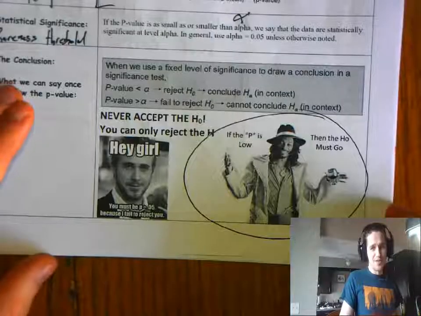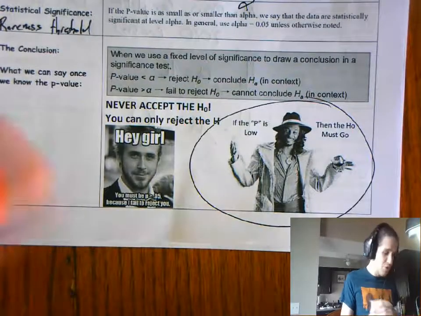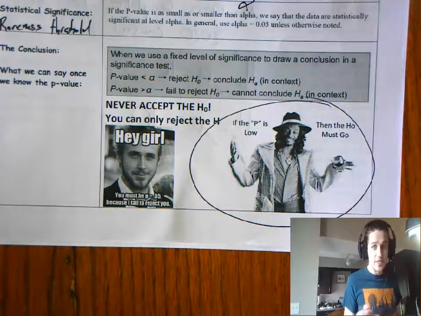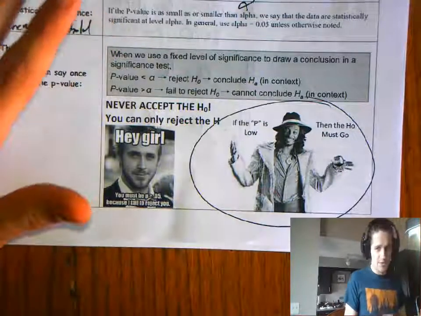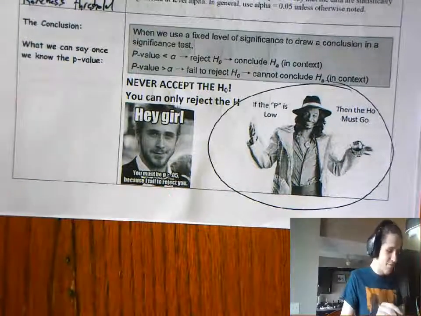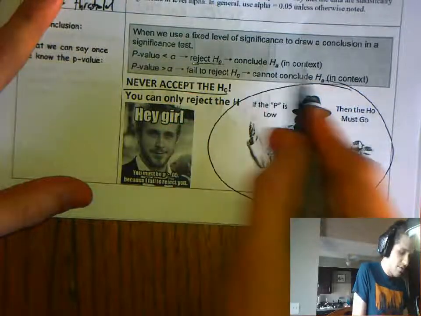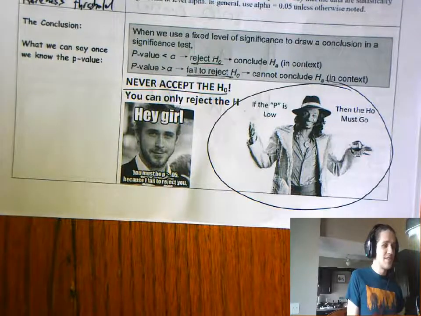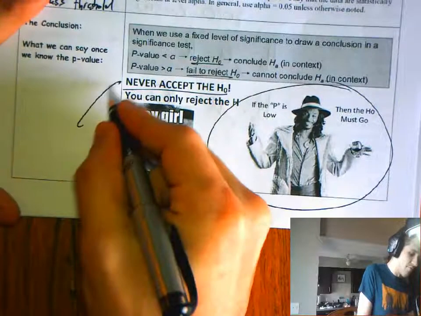What am I going to remember? Stupid little Snoop Dogg cartoon here. If the P is low, then the H0 must go. If you got a low p-value, that means your null hypothesis is in doubt. Low p-value puts the H0 in doubt. Okay, you could also go with the Ryan Gosling, but I like the Snoop Dogg. We're never going to accept the H0. We're either going to reject the H0, or we're going to fail to reject the H0. We either have evidence that says, this is suspicious, or we don't. We never accept the H0.